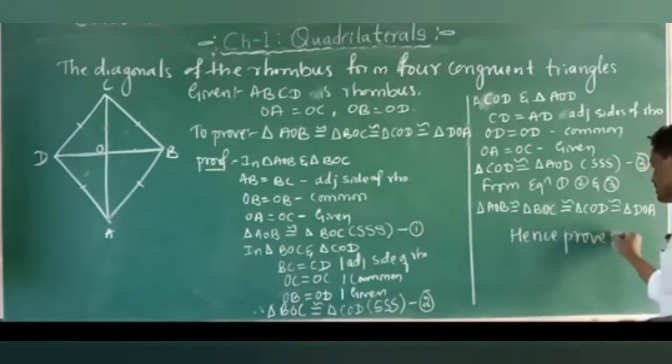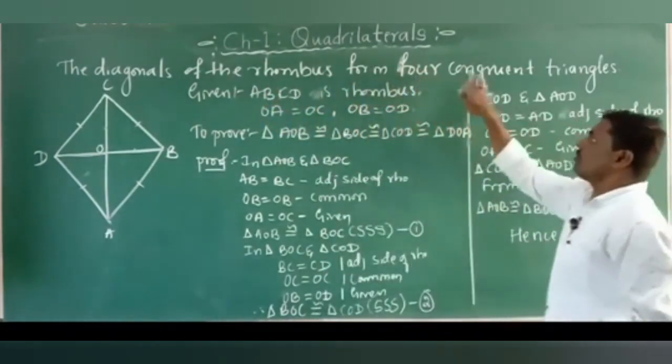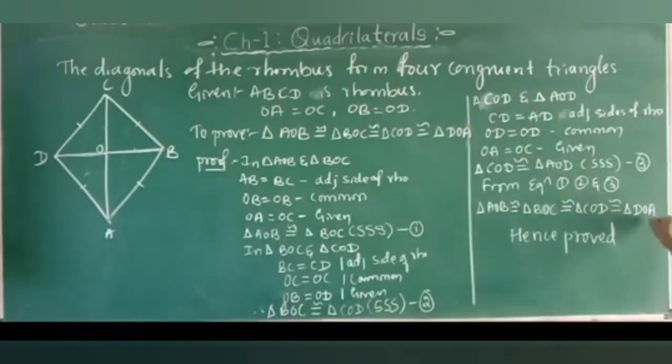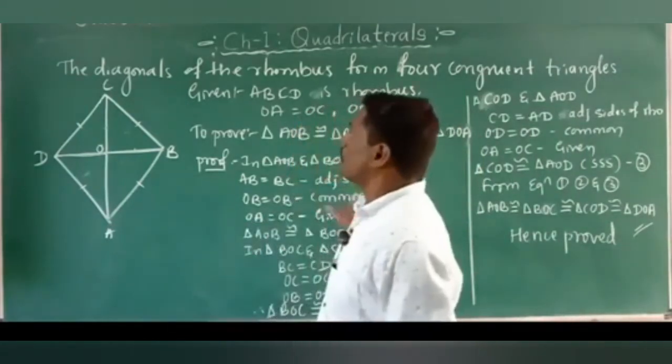What is that given statement? The diagonals of the rhombus form four congruent triangles. Here, the four triangles are congruent to each other. Okay. So, this is the proof of the given statement.